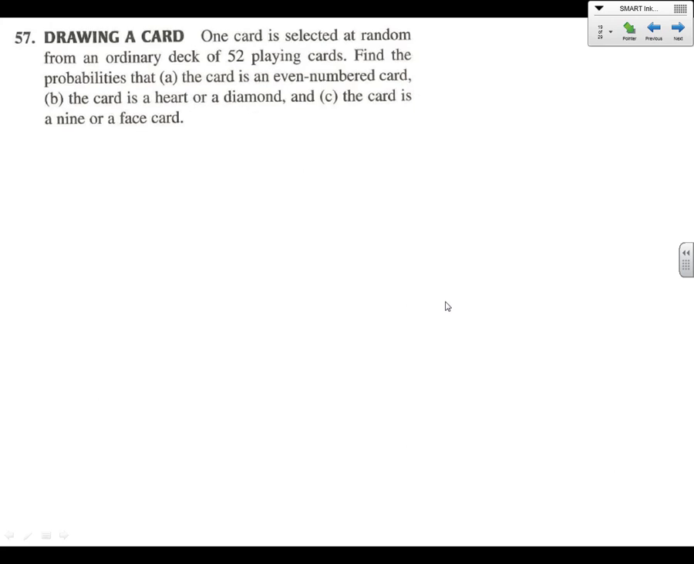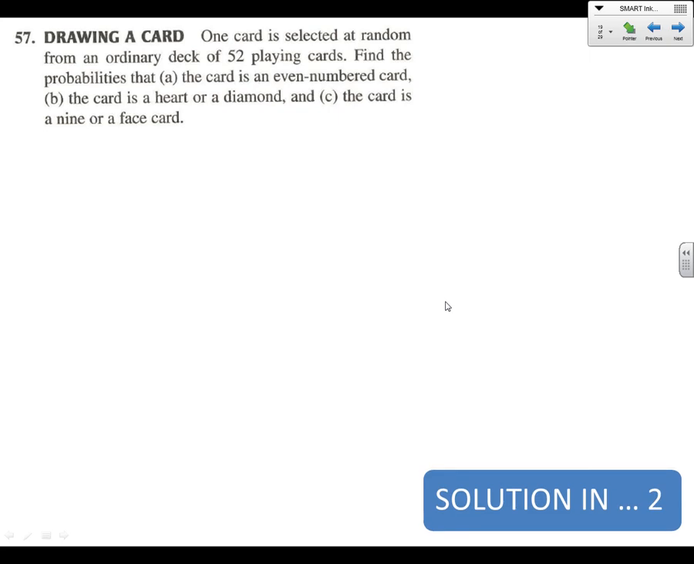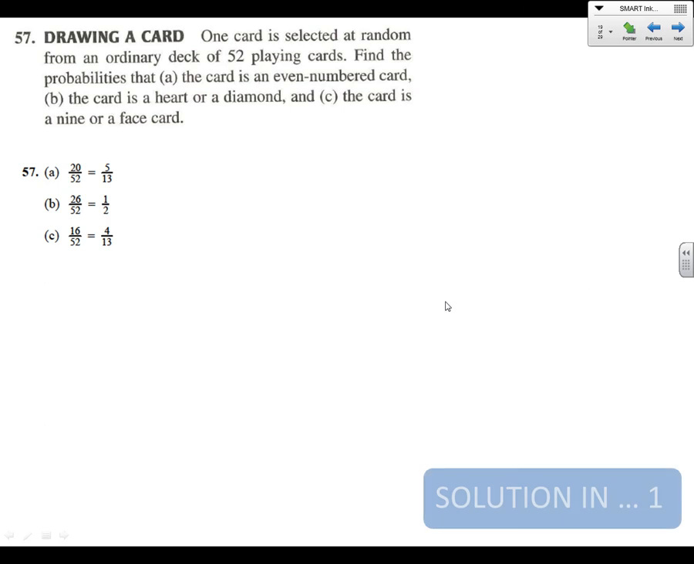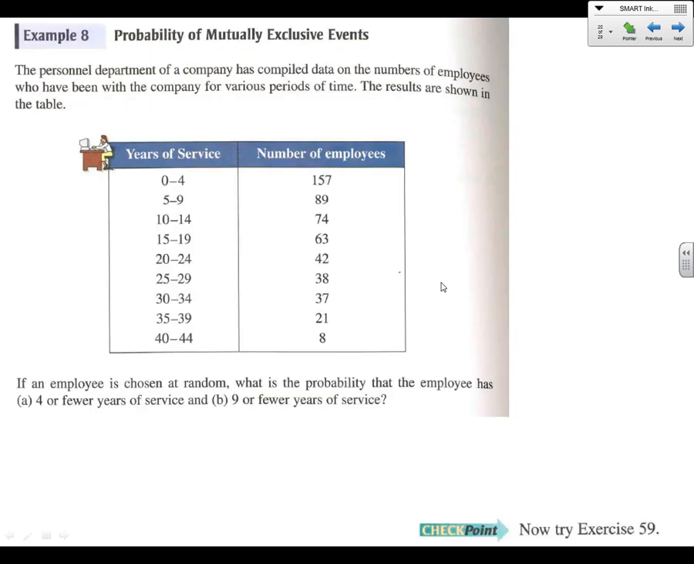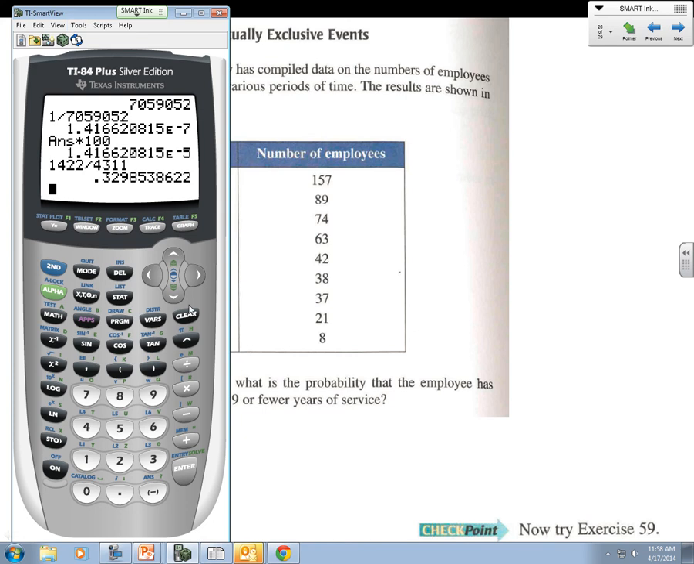Moving on. Here we go. Answer 57 based on the standard 52 card playing deck. All right, so we have a chart here. If an employee is chosen at random, what is the probability that the employee has 4 or fewer years of service or 9 or fewer years of service? So we would need to add up the whole list here. Let's just do that real quick.